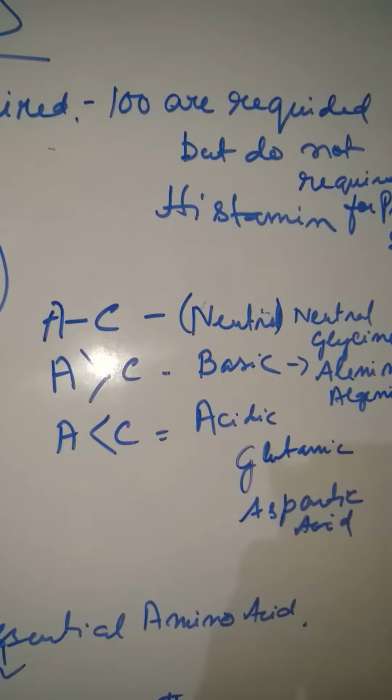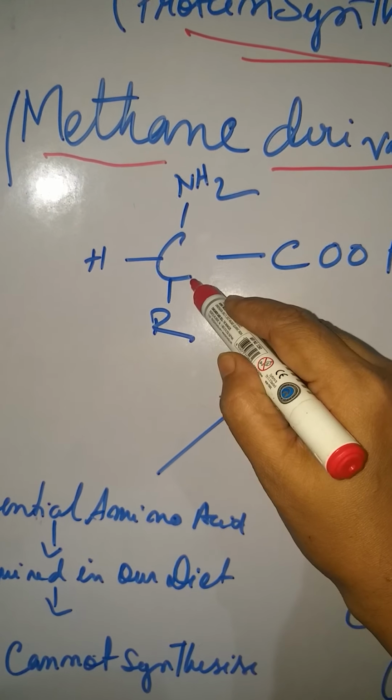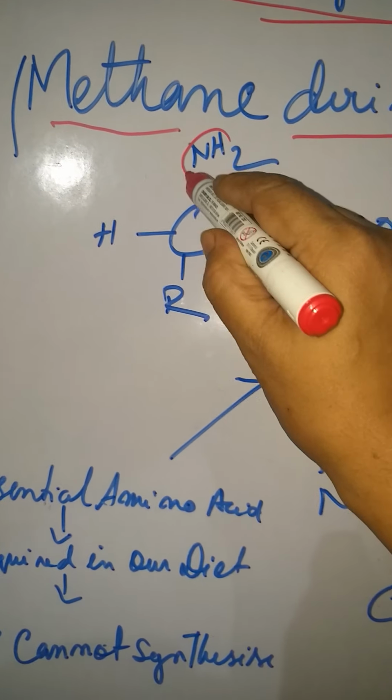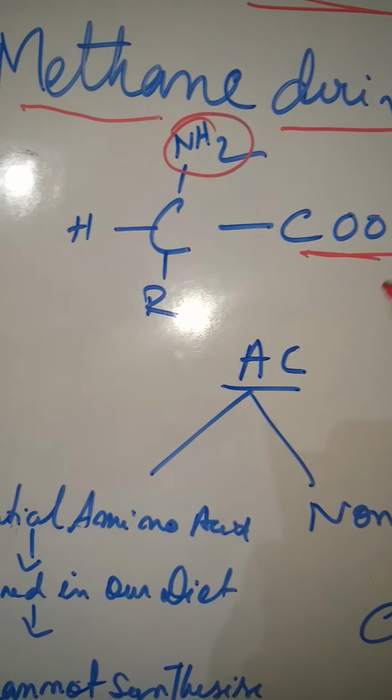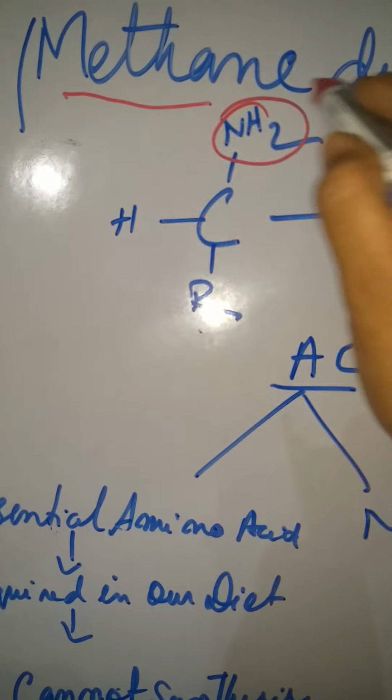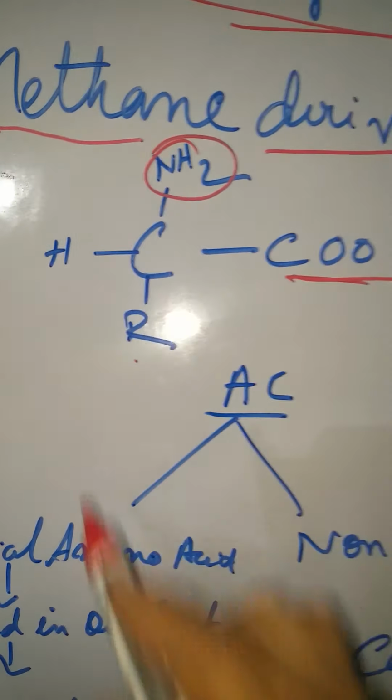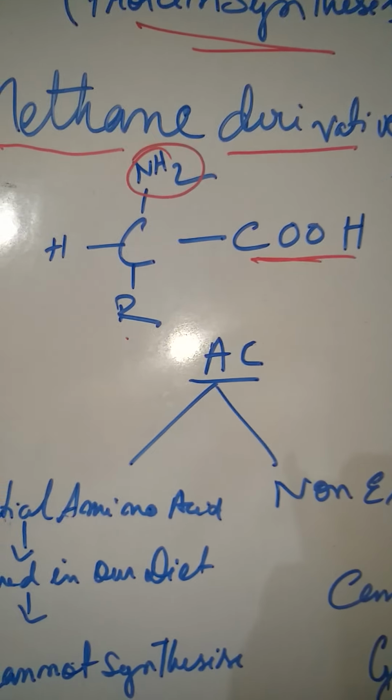Now on the basis of function, we can see here. This is not a diagram, it is a structural formula of an amino acid. We consider it to be a methane derivative. One carbon atom is there, one NH2, this is the amino group that forms the amino acid, and here we have one carboxyl group, and this is R. So this is basically the normal structure of an amino acid.